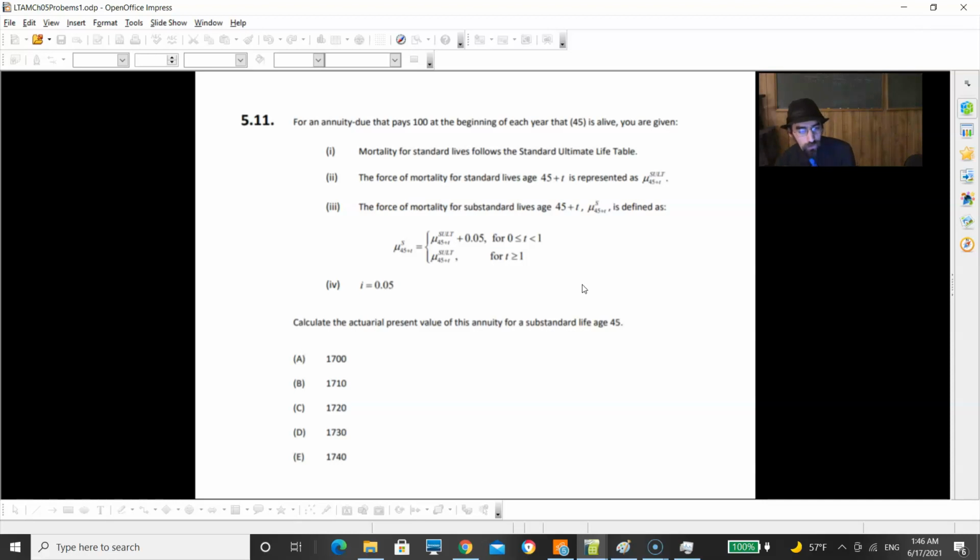Lastly, for an annuity due that pays 100 at the beginning of each year that a 45-year-old is alive, you're given, for standard lives, the standard ultimate life table. They give you force of mortality for standard lives. They give you an additional penalty for being substandard, right? You just add this constant just for the first year.